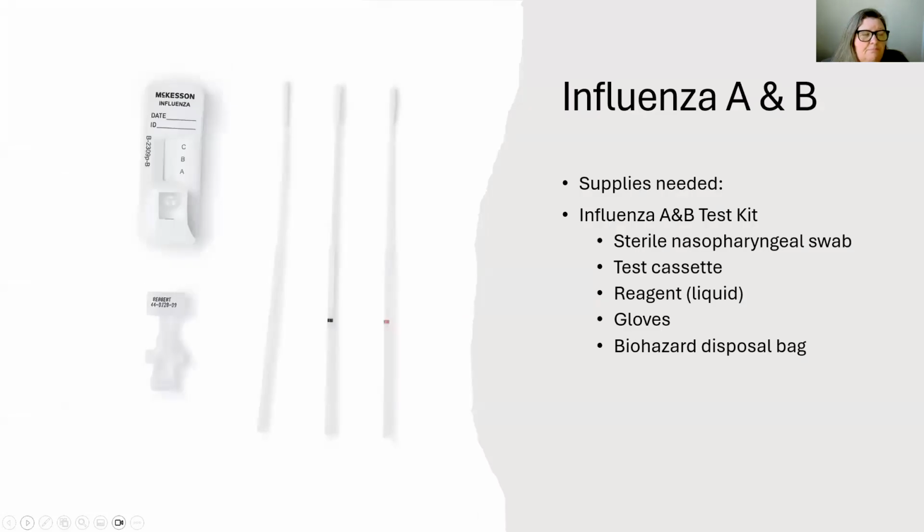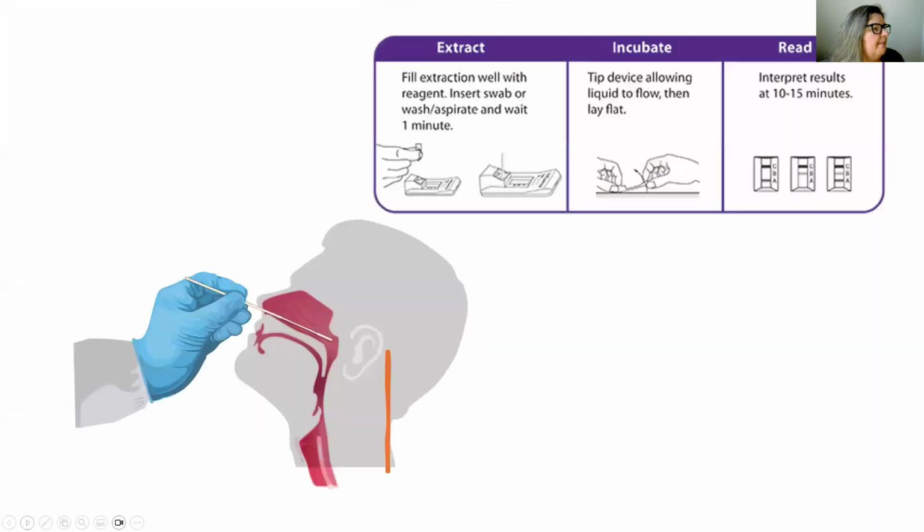Influenza A and B. There are rapid test kits for this. Basically, all you need is the test kit, which has a sterile nasopharyngeal swab, a test cassette. That's what this is. Okay. Here are your control swabs like I had mentioned before. Here is the test cassette. Here is the reagent, which is a liquid, some gloves, and a biohazard disposal bag.